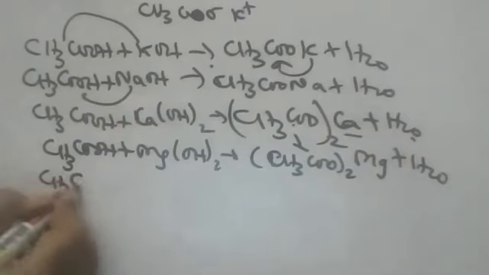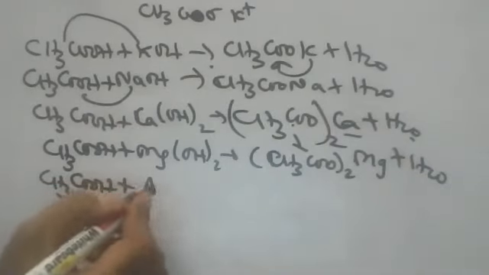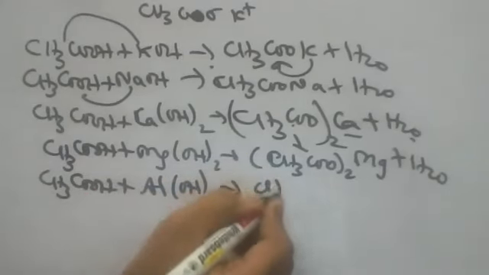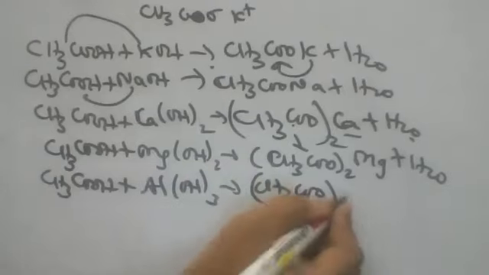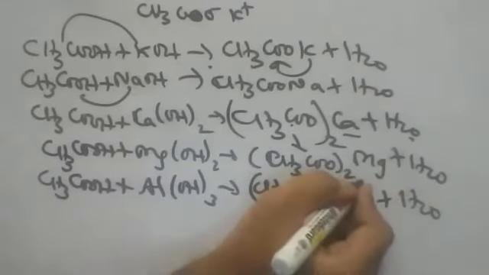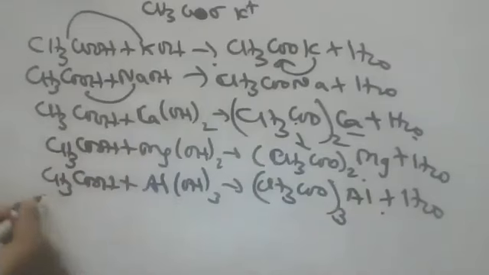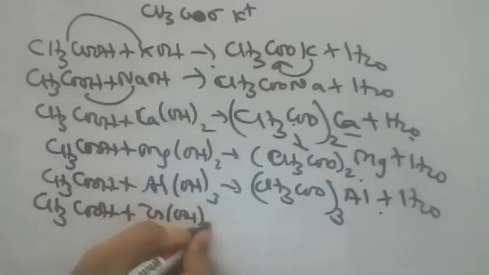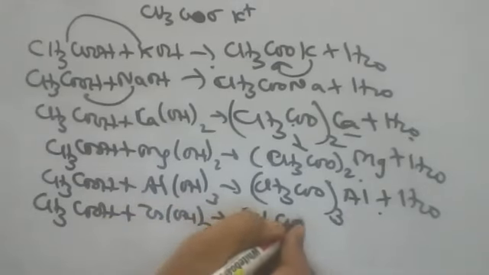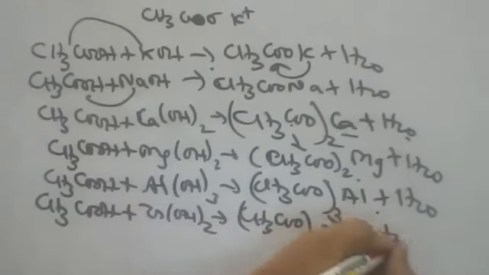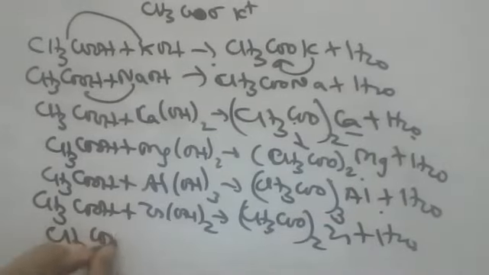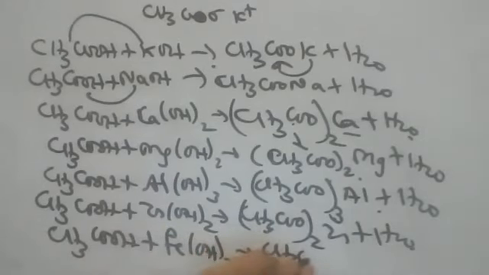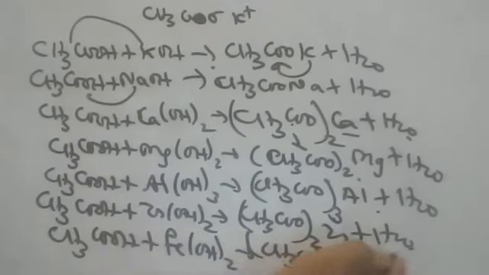Next, CH3COOH with aluminium hydroxide. Okay, children. Aluminium acetate plus H2O. Al is plus 3, no, children? So 3. 1 will go here. Next, zinc acetate. What you get, children? Zinc acetate plus what? Next, CH3COOH with Fe(OH)2. What you will get, children? Iron acetate plus water.